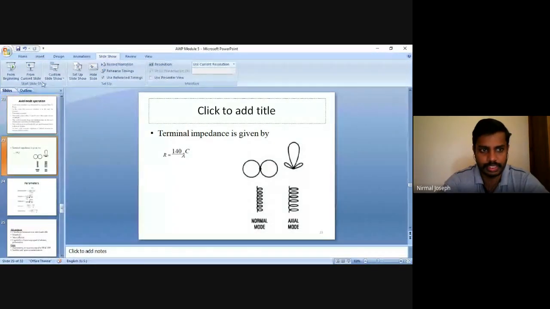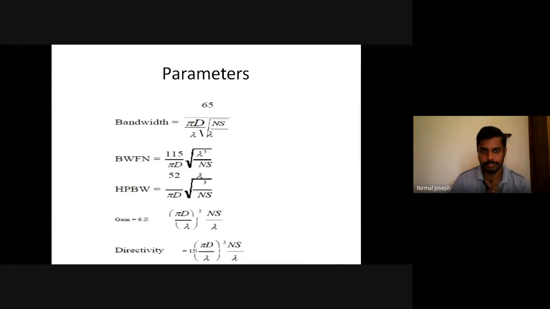So that's all with the axial mode and the parameters. Just go through that. It's not necessary to remember, but still you can go through. These are the parameters: bandwidth, beamwidth between first null, half power beamwidth, gain, directivity, etc.